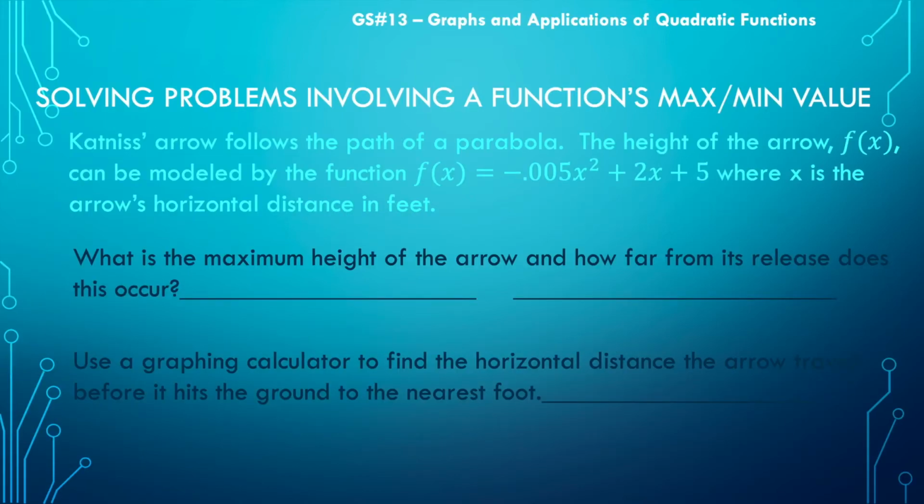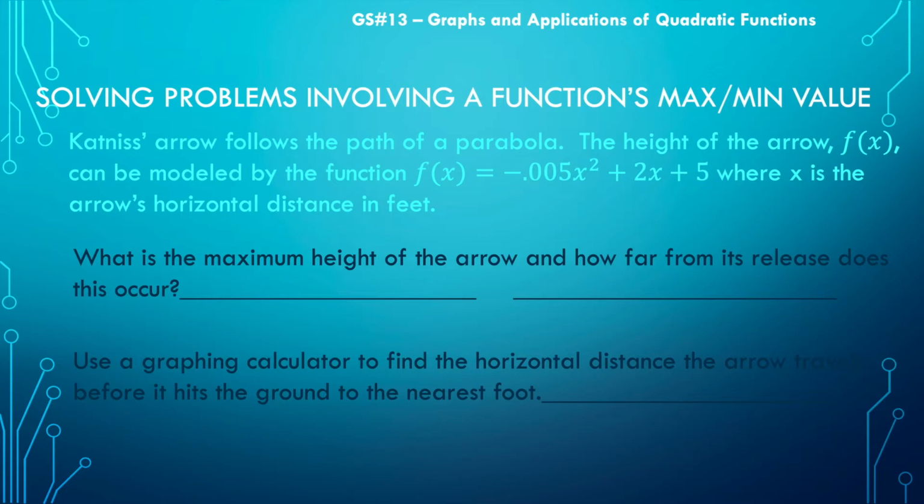All right, Katniss's arrow follows the path of a parabola. The height of the arrow, f of x, can be modeled by the function f of x equals negative 0.005x squared plus 2x plus 5, where x is the arrow's horizontal distance in feet. Now we've got 3 questions going on. What is the maximum height and how far from its release does it occur?